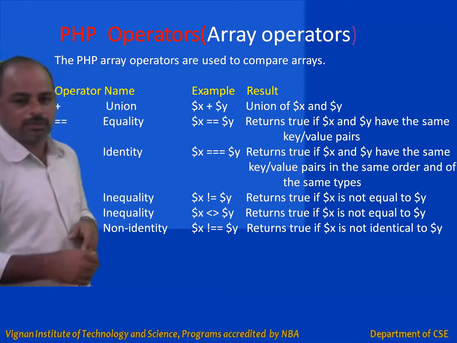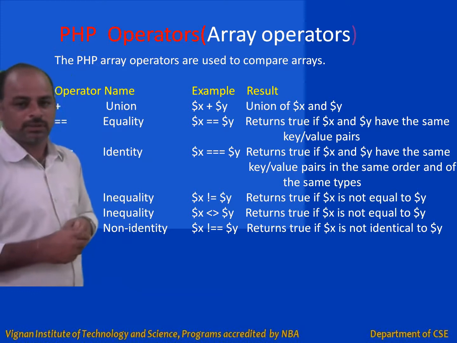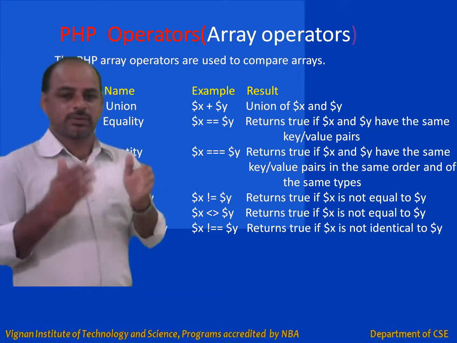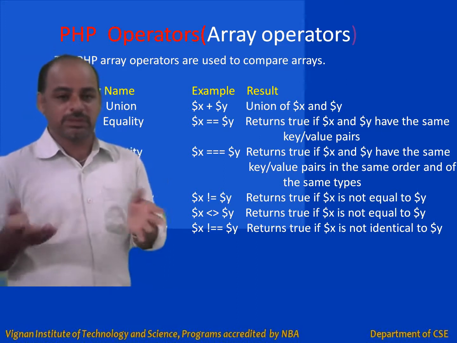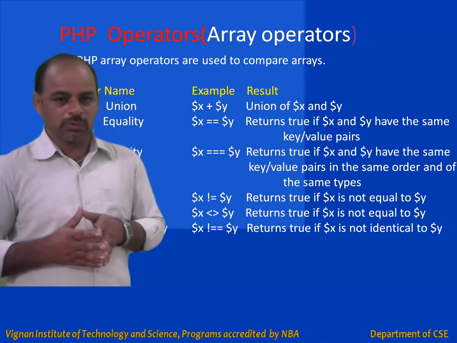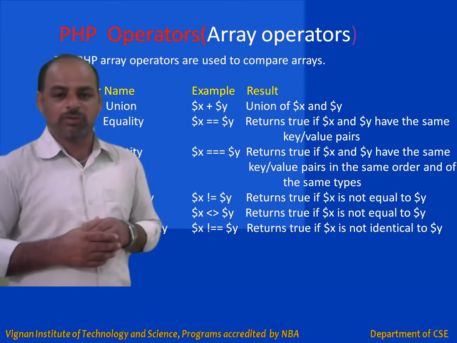Similarly, the complement of the equality operator is the inequality operator. That means if two arrays do not have the same elements, the same key value pairs, it returns a Boolean value true, otherwise it returns a Boolean value false here.